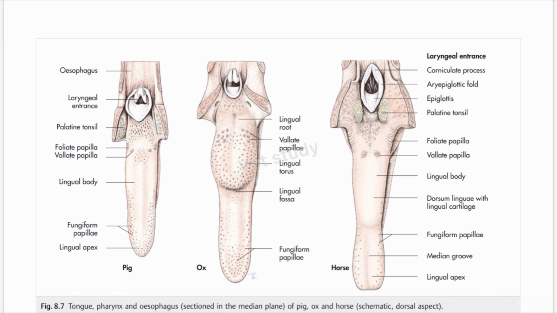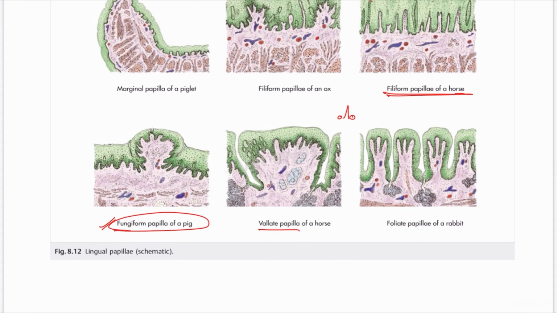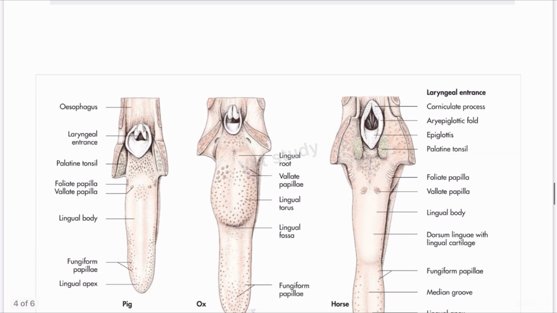Next are the vallate papillae, or the other name, the circumvallate papillae, right? These are large, and the number is 7 to 8 in case of cattle, and each papilla is encircled by a wall, as you can see. That is why it is called circumvallate, right? So if this is a papilla, it is encircled by a wall, and that is why it is called a circumvallate. It is situated at the posterior part of the dorsal surface.